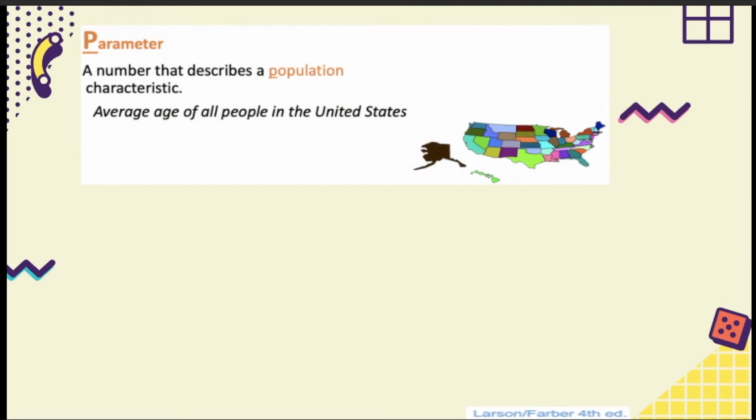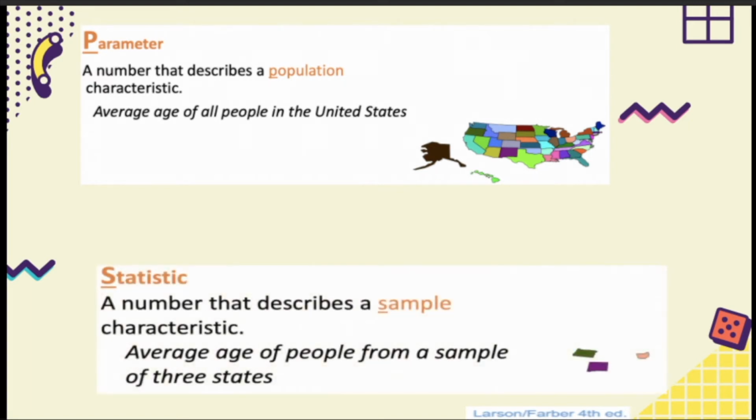Let's take an example here. A parameter is a number that describes a population characteristic. For example, the average age of all people in the United States. So this is a parameter. When we talk about a statistic, here we are getting the average age of people from a sample of 3 states. So we can see the difference. We are measuring the sample in the statistic, and in the parameter, we are measuring the population.